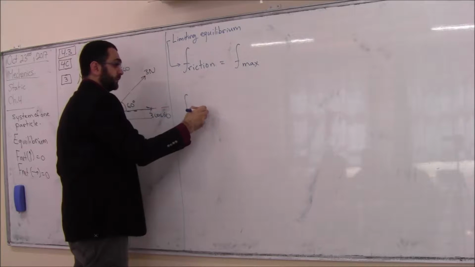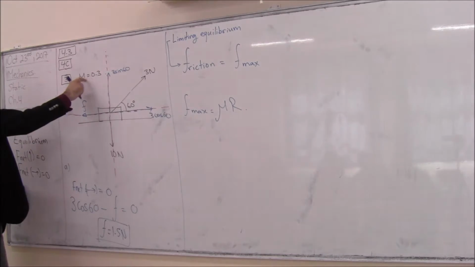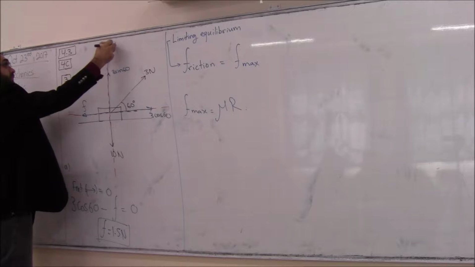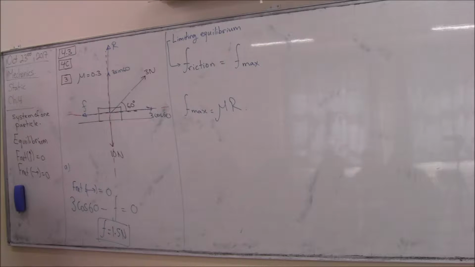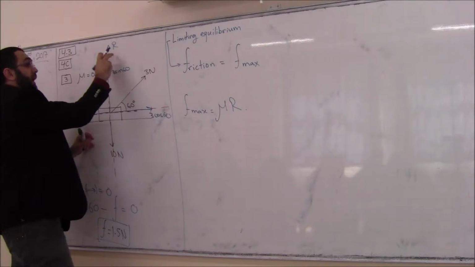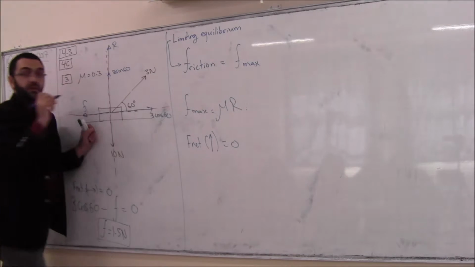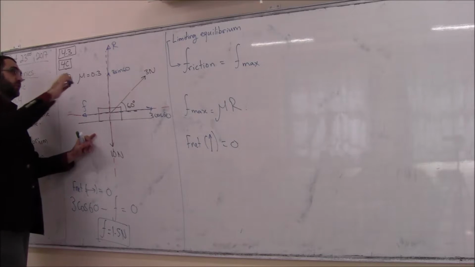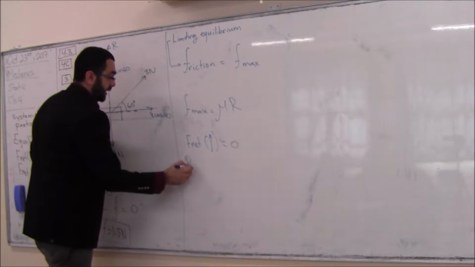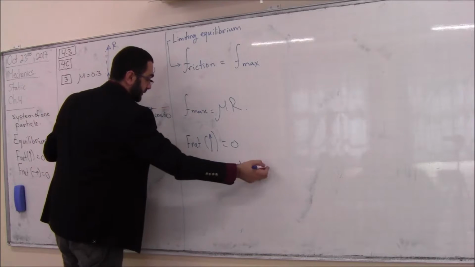F max equals mu times R. Mu is the coefficient of friction, which is given. What I have to find is R. We forgot to add R here, sorry. The normal is upward. So how can we find R? F net along the vertical axis is 0. R plus 3 sine 60 positive, 10 negative. R plus 3 sine 60 minus 10 equals 0.